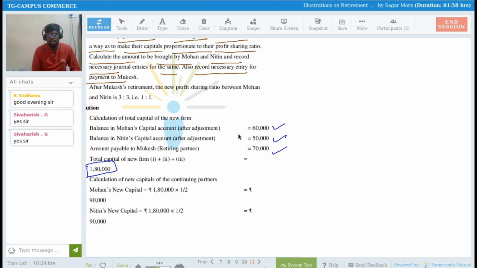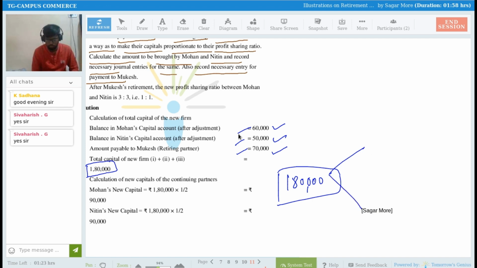Okay, sir. After finding this, what do I need to do? This 1,80,000 rupees is nothing but the total capital of the firm now, right? I have added all the capital of the three partners. So the total capital of the firm is 1,80,000, and I need to distribute that between the two continuing partners in their profit sharing ratio, which is 1:1. So it will be 90,000 rupees and 90,000 rupees.